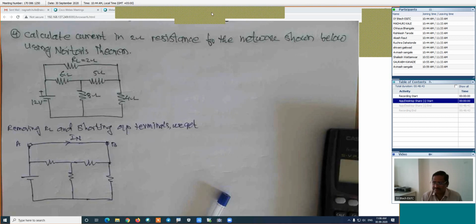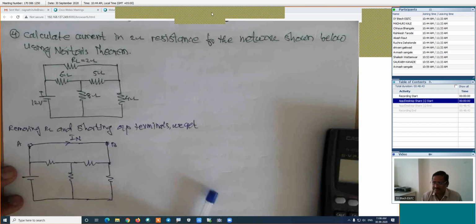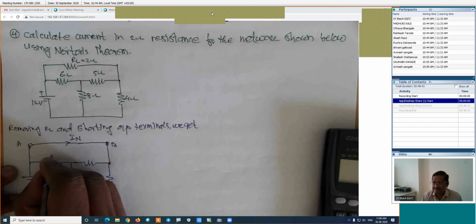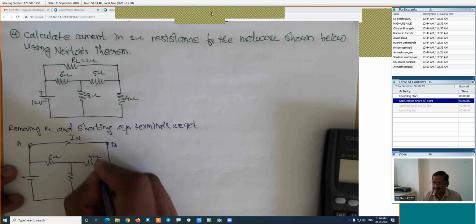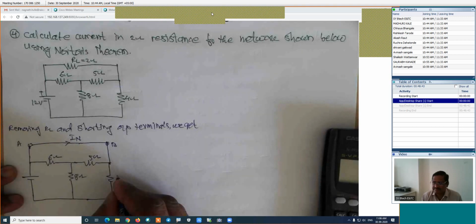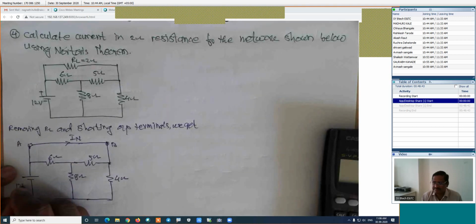So here in this case, we are removing the load resistance and we are redrawing the same circuit, and we are interested in the calculation of the current in the short circuit. This is 6 ohm, this is 5 ohm, this is 8 ohm, and this value is the 4 ohm, and this voltage is the 12 volt.